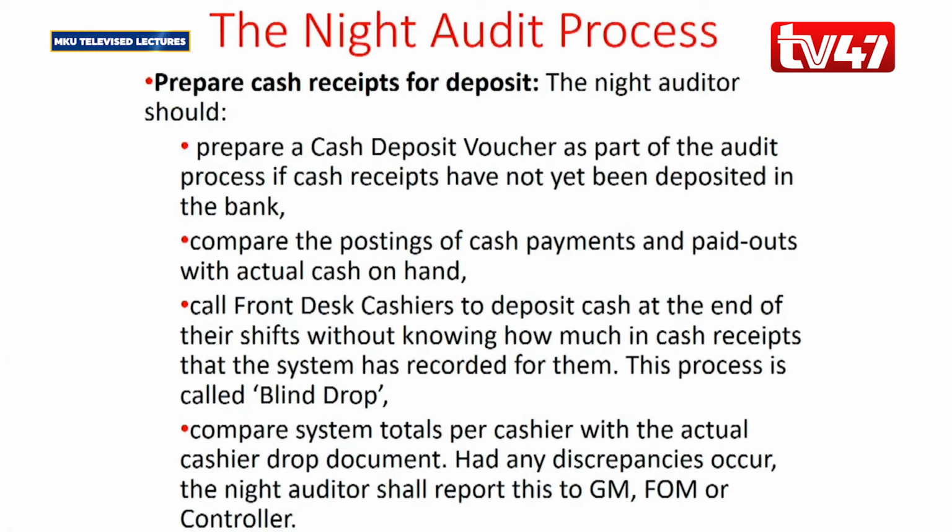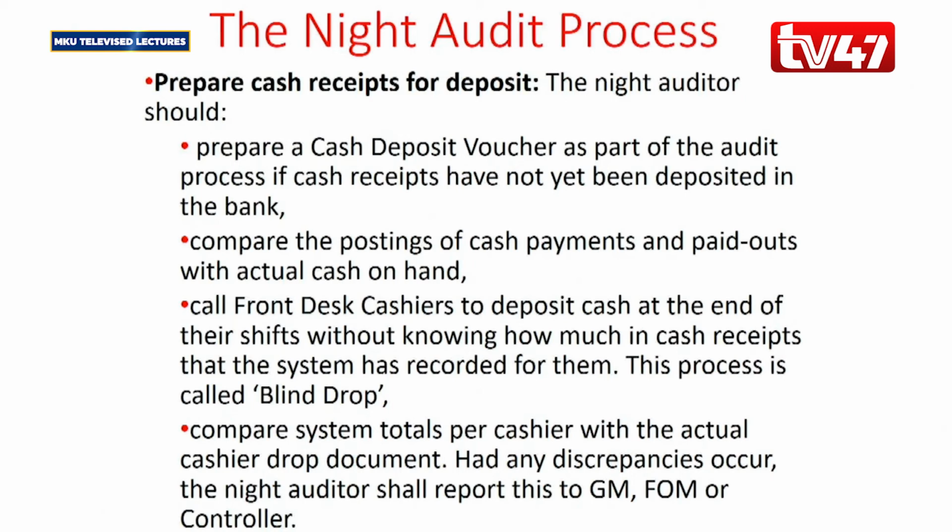the night auditor will compare the cash payments postings and the paid outs with the cash at hand. So what I am trying to say is, the cash at hand should be equal to the total cash postings for that day less any paid outs. That's the formula they use to determine whether the amount of money they're taking to the bank is the amount that should be taken to the bank at every point.